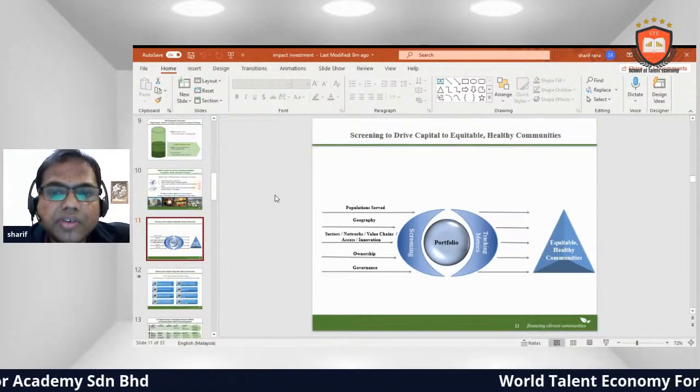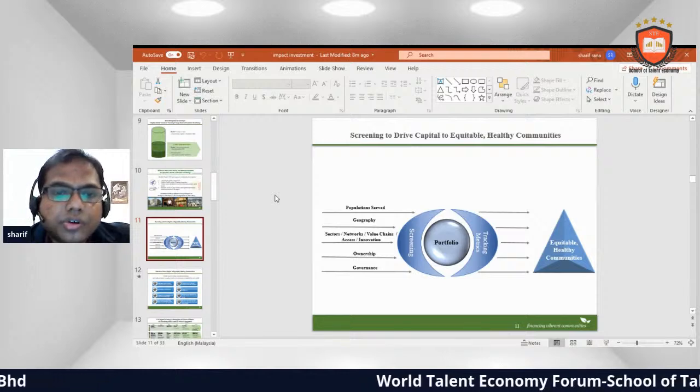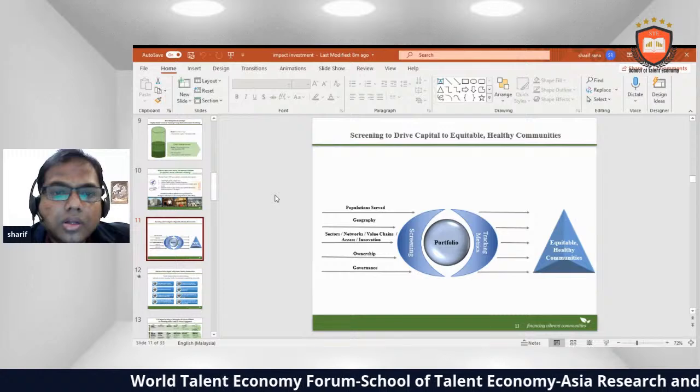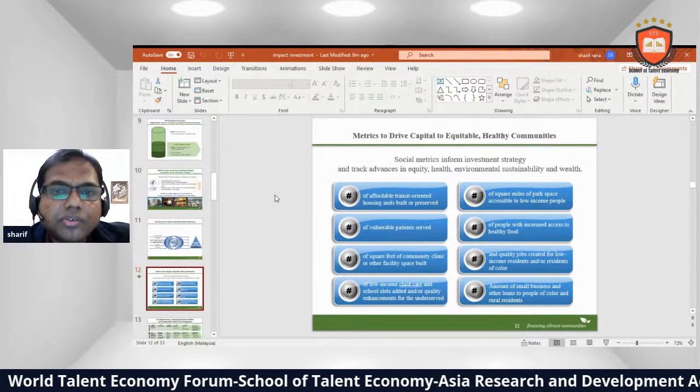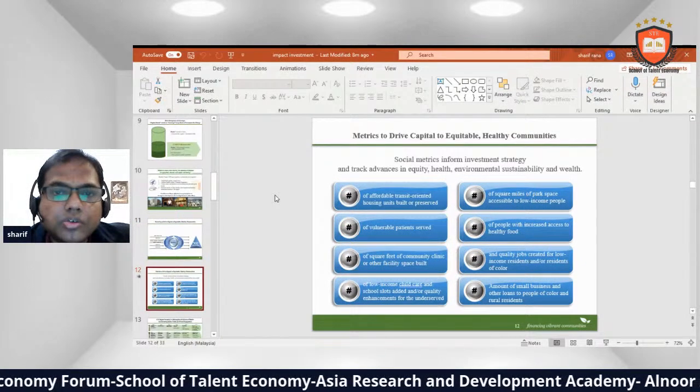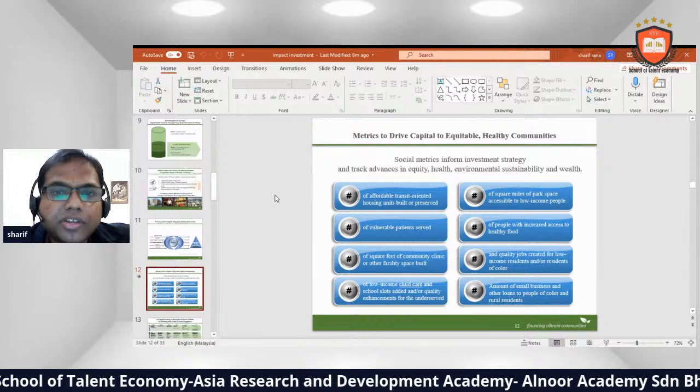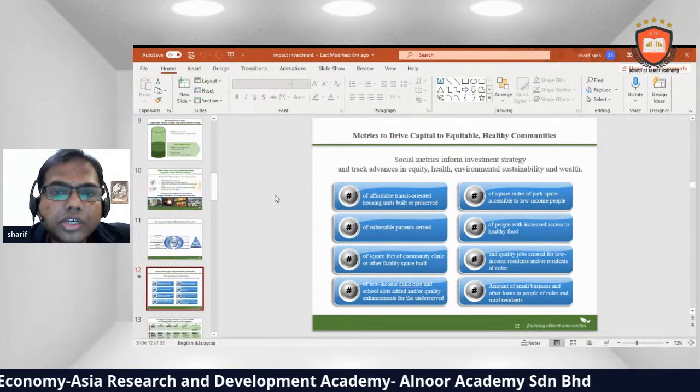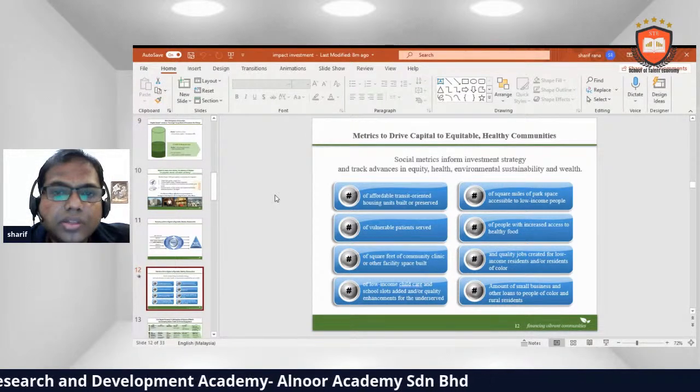Portfolio screening, tracking, measures: populations, geography, sector, network, value chains, access, innovation, ownership, governance. Metrics to drive capital to equity and healthy communities. Social metrics inform investment strategy and track advances in equity, health, environment, sustainability, and wealth.